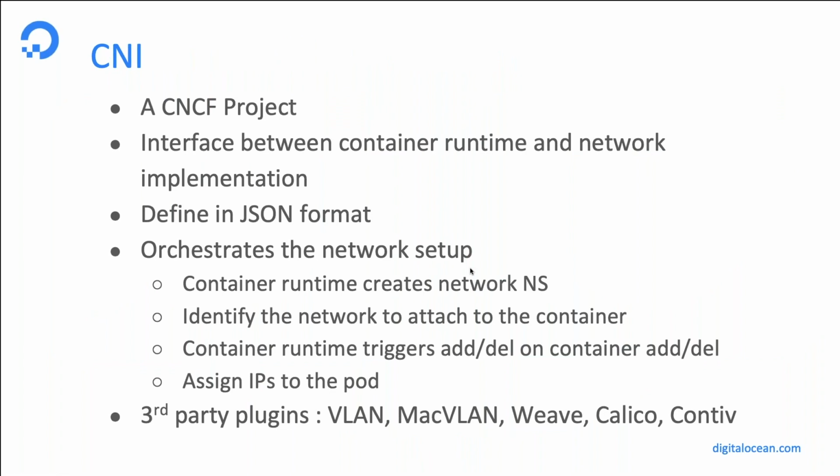Kubernetes has a solution called Container Network Interface. It's a CNCF project, and it's an interface between the container runtime and the network implementation. Normally, you create files in JSON format. There are a lot of third-party plugins which give you this, so you need not implement your complete networking on Kubernetes. Below, you can see there are so many options available. You can have Weave, Calico, Flannel, VLAN. A lot of solutions are there in the market, but we need to understand what exactly they do.